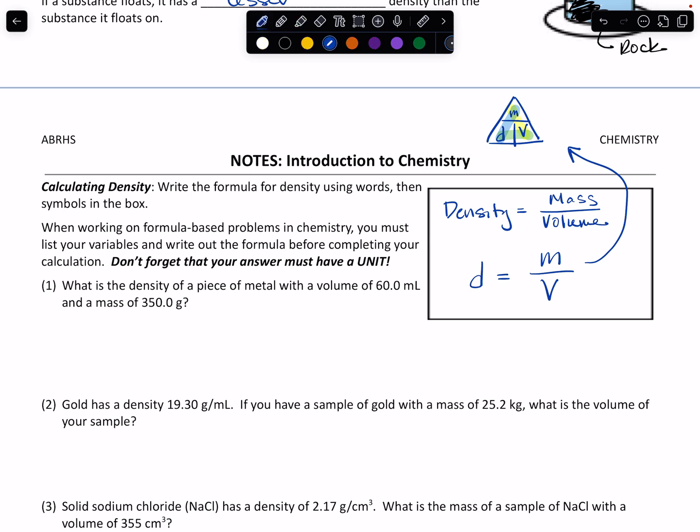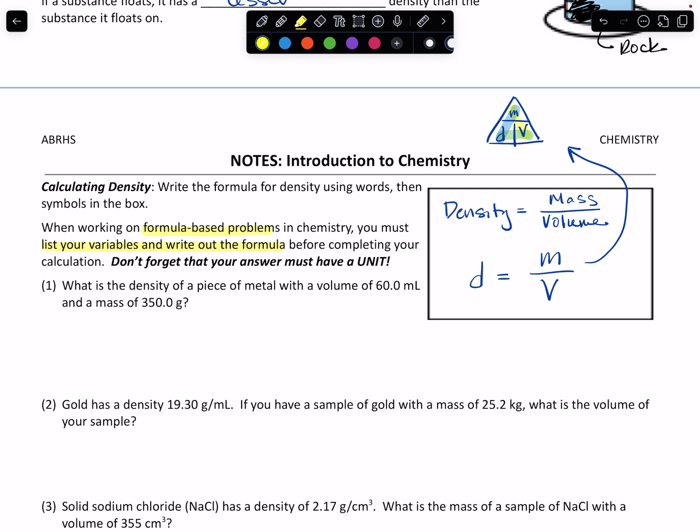Everybody solves problems a little bit differently, so it's going to be you figuring out your best method. However, when we work with formula-based problems, you need to have a variable list and you need to write out the formula before completing the problem. I look for that for all problem solving. You have to show me that you understand what the variables are, and then you have to tell me what formula you are planning to use.